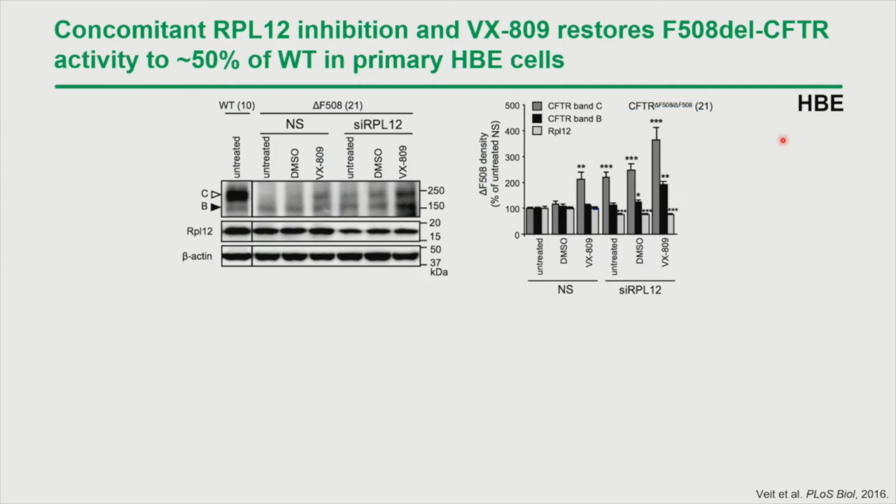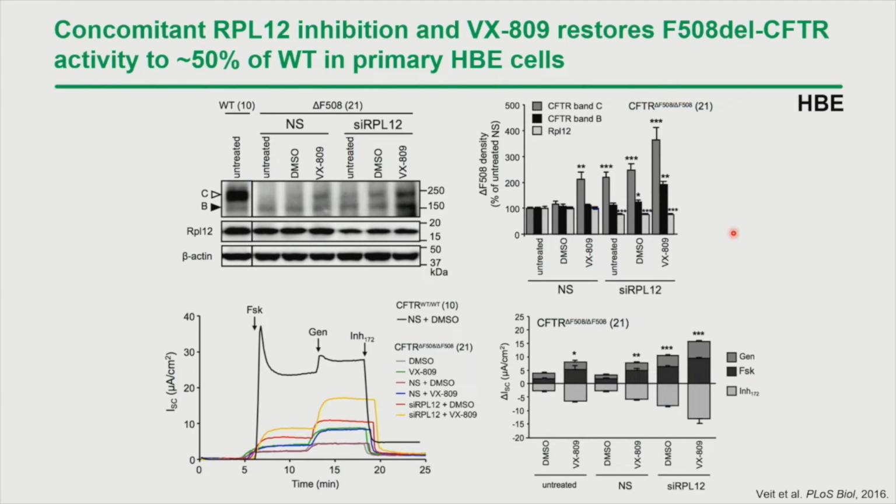And so what's illustrated here are primary bronchial epithelia that are homozygous for delta F. And we have partially suppressed RPL12 using siRNA that's, you can see, only about 30% reduced. But what is interesting is that when we suppress RPL12, we can see maturation to band C, as well as what you might get with a modulator like VX-809 or VX-661. And the combination of those two treatments does appear additive, if not synergistic. And so these data are quantified on the right with band C in the medium gray, band B in the dark black, and then the RPL12 levels in the light gray. And so you'll see more data like this in the rest of the presentation.